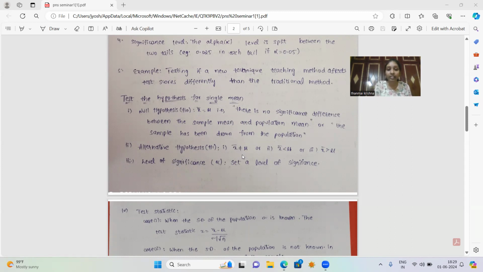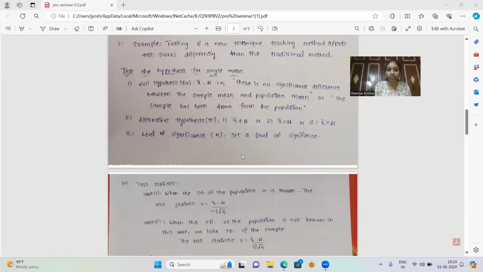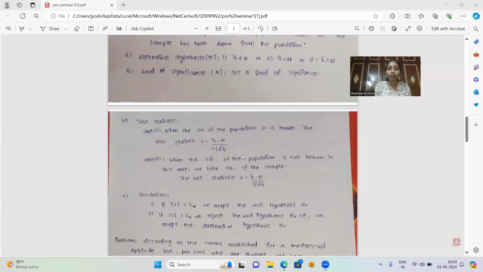Next, the level of significance alpha: set a level of significance for the hypothesis. Next, we need to find the test statistic. If the standard deviation of the population sigma is known, then the test statistic formula is x bar minus mu by sigma by root n. If the standard deviation of the population is not known, we use the standard deviation of the sample, which means test statistic z equals x bar minus mu by s by root n. Here, the standard deviation of the population is represented by sigma, and the standard deviation of the sample is represented by capital S.